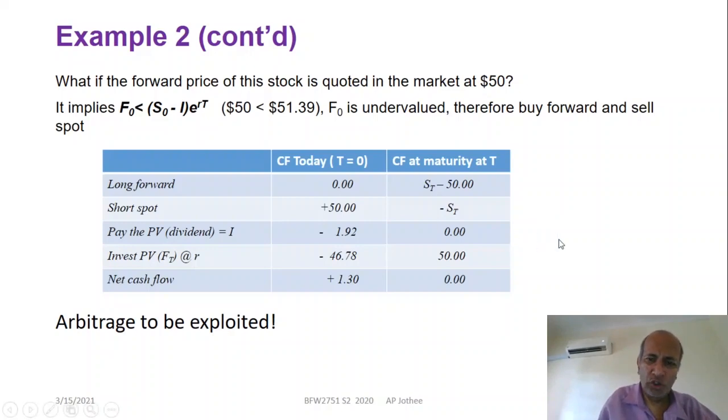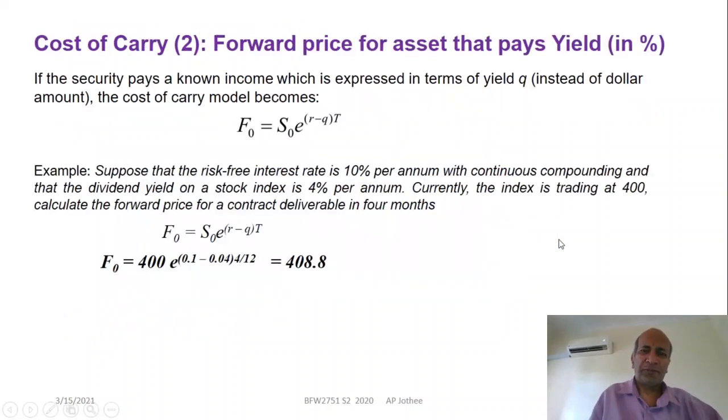Okay, don't be confused. Forward price for an asset that pays not in dollars but in a yield. Usually, like a stock index, you may receive dividends. There is no one particular stock to say this much dividend for this. There will be a yield given, expressed in terms of percentage. If the security pays a known income expressed in terms of a yield Q instead of a dollar amount, the cost of carry model becomes F0 equals S0 times exponential of (R minus Q) times T, assuming that Q is lower than R.